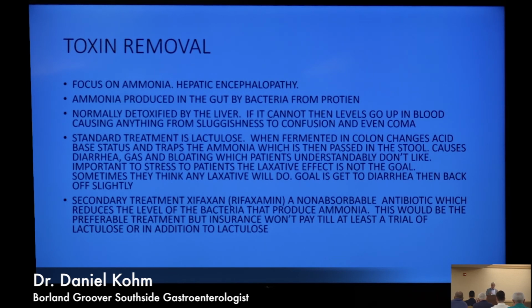Toxin removal. I focus on ammonia. Ammonia is made in the gut from protein. Everybody does it. When it gets absorbed, it goes to the liver, which detoxifies it. And if it can't do that, because again, there's not enough liver, then it can cause anything from sluggishness to forgetfulness, all the way up to coma. I haven't seen coma probably since I was in training at the VA.